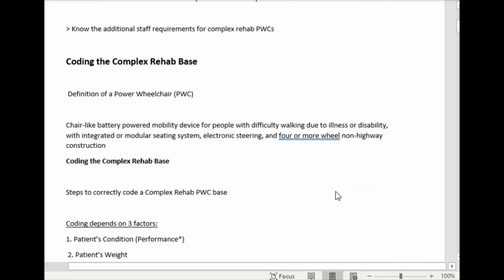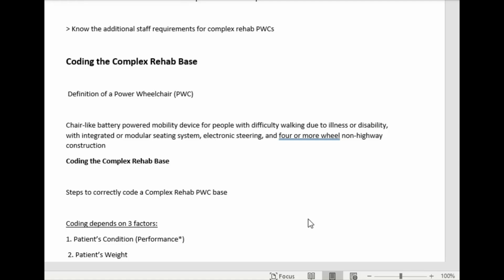Coding the complex rehab base. Definition of a power wheelchair: Medicare defines a motorized wheelchair, and when a manufacturer puts together a wheelchair and brings it to Medicare, they ask, is this a coded item or not? As you'll see when you get more familiar with the industry, there are many motorized wheelchairs that are not even coded. A lot of these are travel-along motorized wheelchairs that fold up and go in your trunk. These are not even coded. They don't fit the Medicare definition and criteria, or the manufacturer didn't go through the extensive work to get it coded through PDAC because it's not the market they're looking to hit.